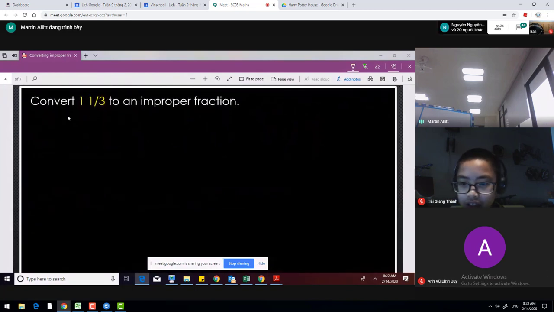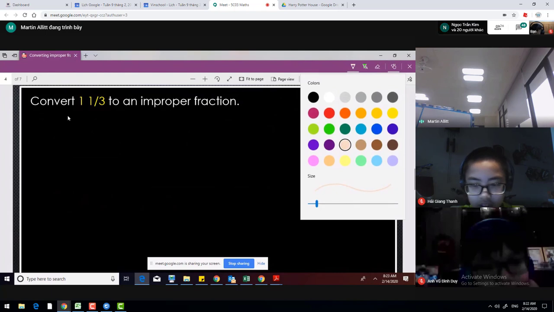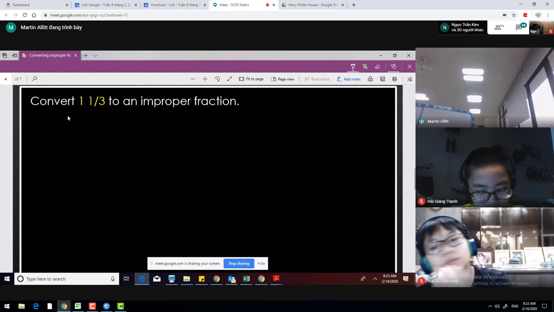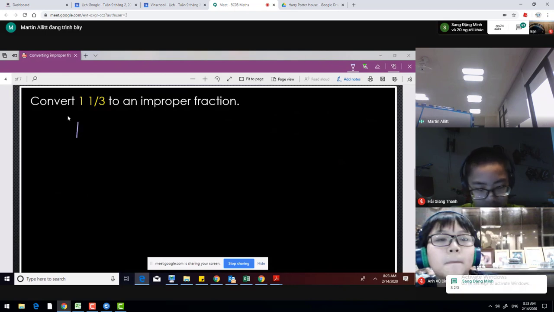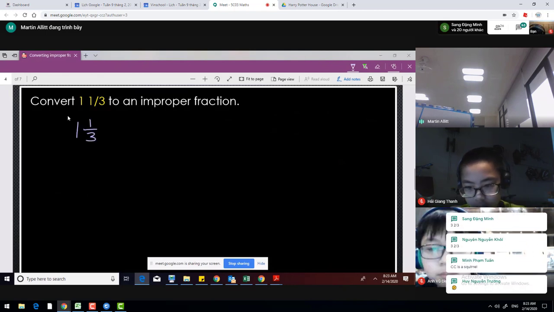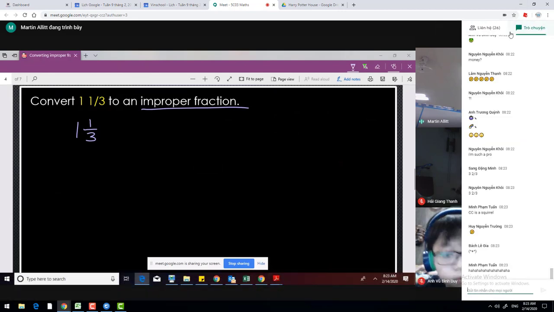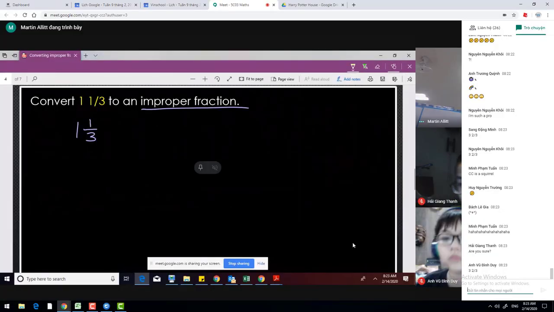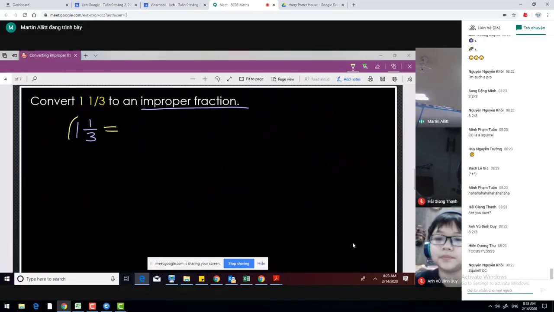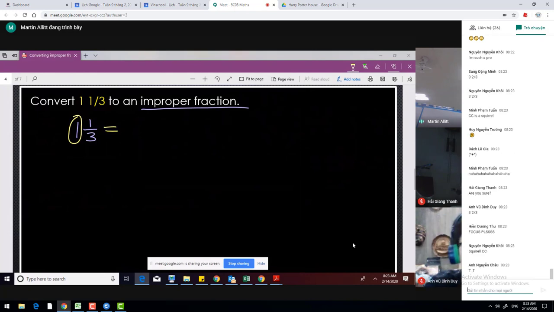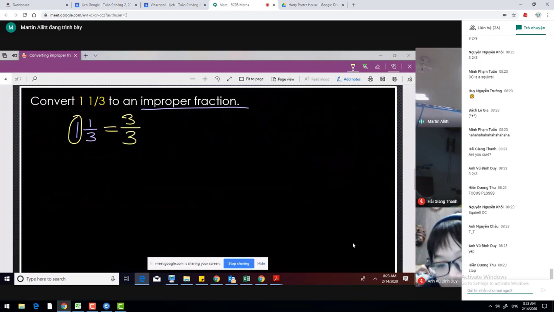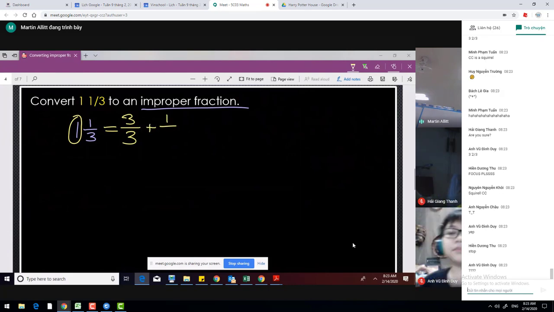Let's look at it another way. So now we're asked to do the opposite. Convert 1 and 1/3 to an improper fraction, a fraction where the numerator is larger than the denominator. Okay. Well, I know that this 1 is the same as 3/3, because when we have the same numerator and denominator, it's equal to 1. So I could take this 1 and 1/3 and instead change it to 3/3 plus 1/3. 3/3 is the same as 1.